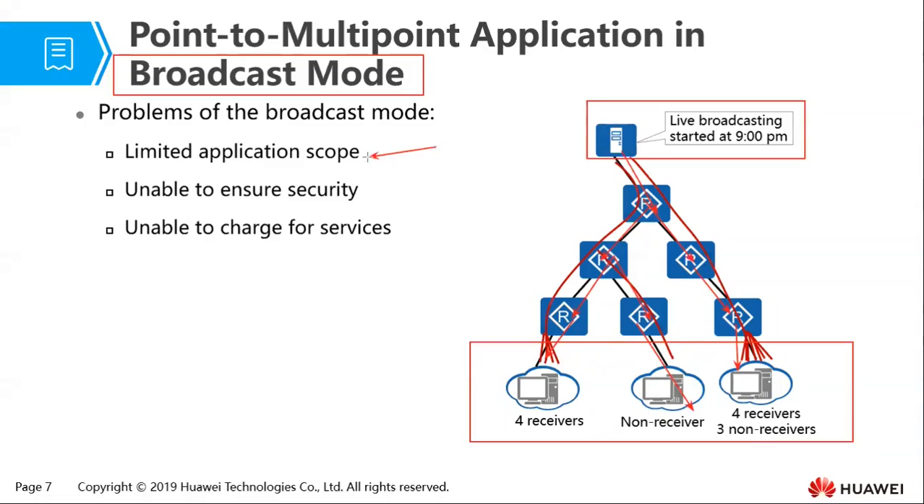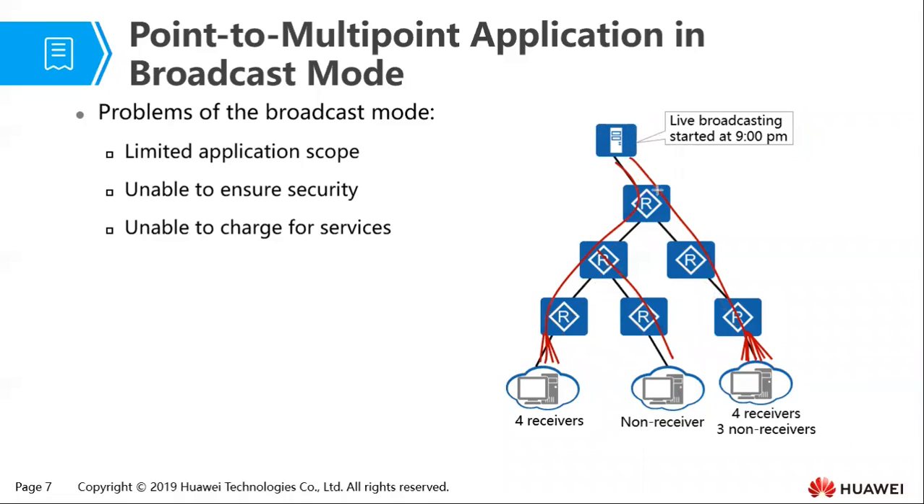So the first problem is it has limited application scope. The reason it has limited application scope is because even non-receivers are going to receive those packets. That is number one. Number two, you can only send broadcast packets in a local area network within the same network segment. As you know, broadcast packets cannot be routed beyond the network segment from which they were generated. So that's why its application is limited within a single network segment.